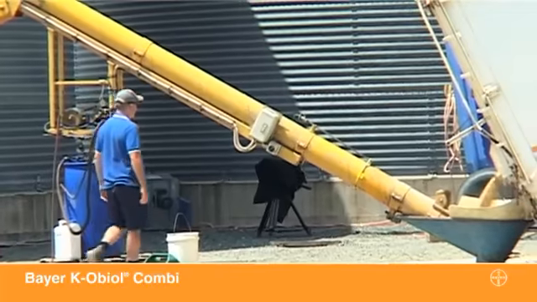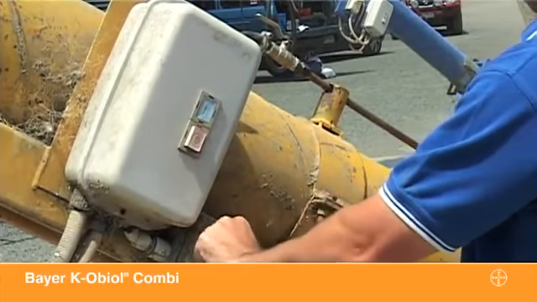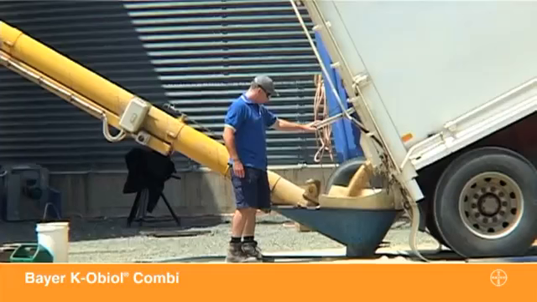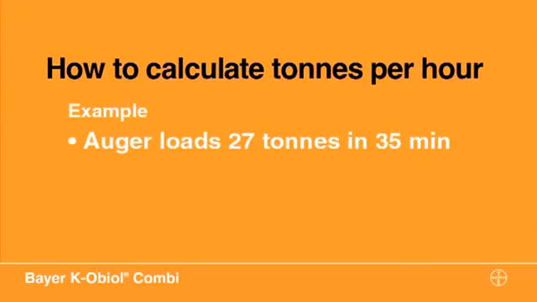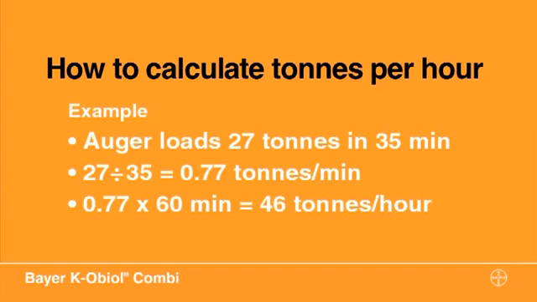Now you probably already know this, but if in doubt, you need to check how long it takes your auger to load a tonne of the type of grain you're intending to treat. Now this is because, as you know, different types of grain can load at slightly different rates. For example, let's say you know it takes your auger 35 minutes to fill a 27-tonne truck with wheat. 27 tonnes divided by 35 minutes equals 0.77 tonnes per minute. 0.77 multiplied by 60 equals 46 tonnes per hour. We'll come back to that figure later.